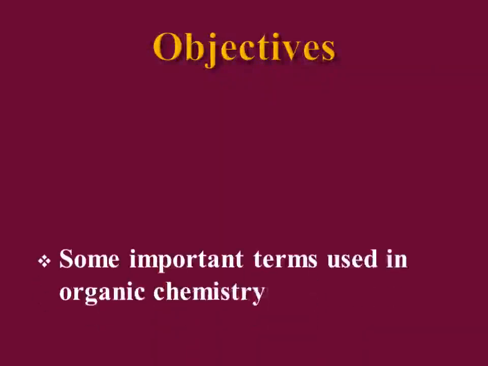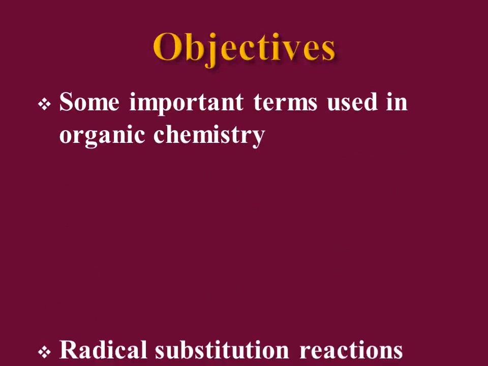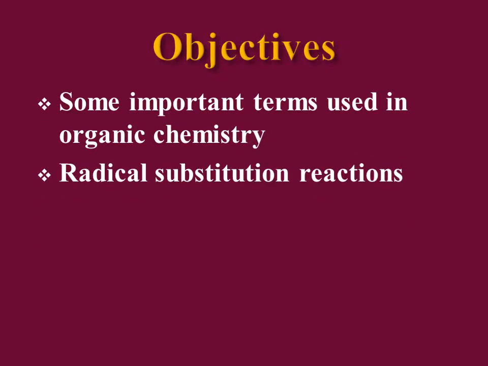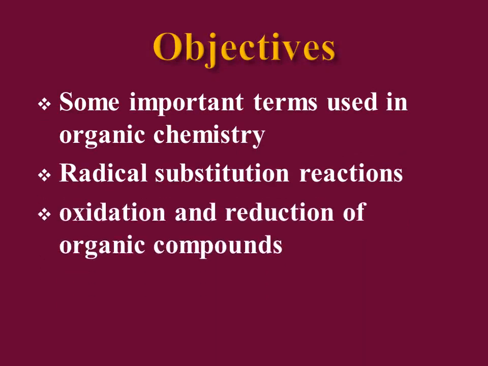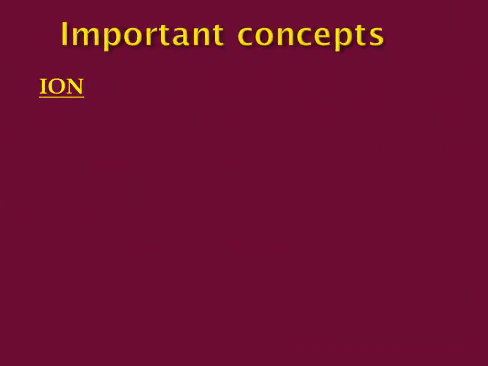Objectives of today's lecture will enable you to understand some important terms which are used in organic chemistry, radical substitution reactions. We are going to discuss oxidation and reduction of organic compounds and the nomenclature of alkenes. Before starting chemical reactions, there are some important concepts and terms that you have already studied. Let us recall all of them.